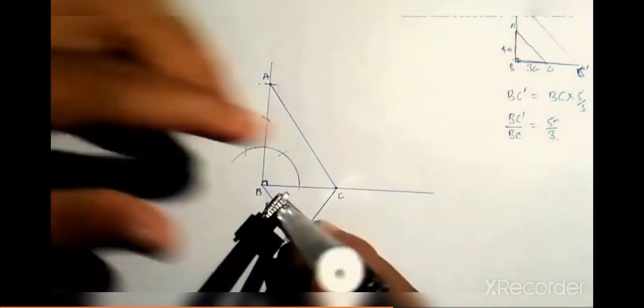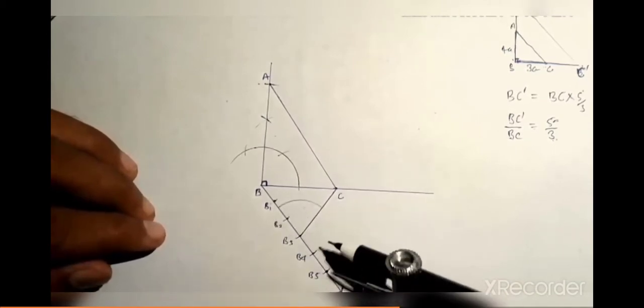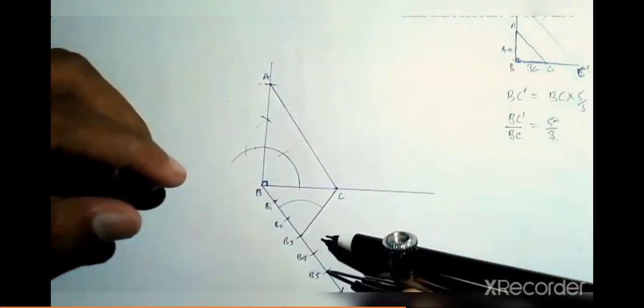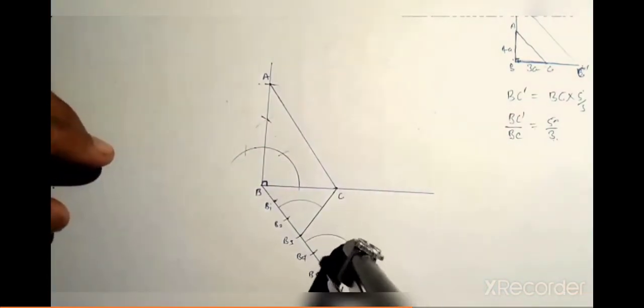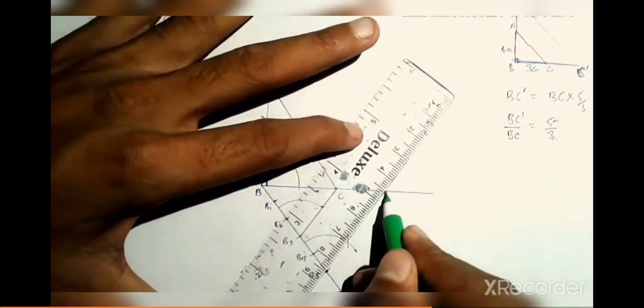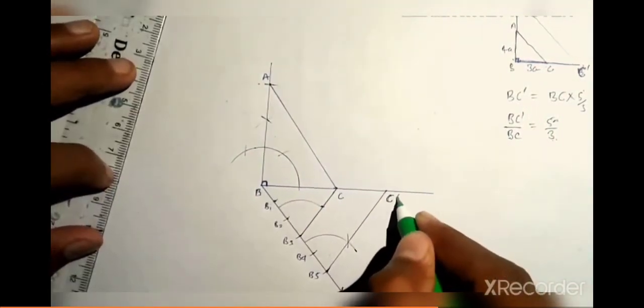Take 1 centimeter, cut an arc, then with the same width, the same radius, we have to cut from B5. Then measure the width of that arc, the width of the sector, and from there we also cut. Now join B5 to that meeting point. Then this will be parallel to B3C.